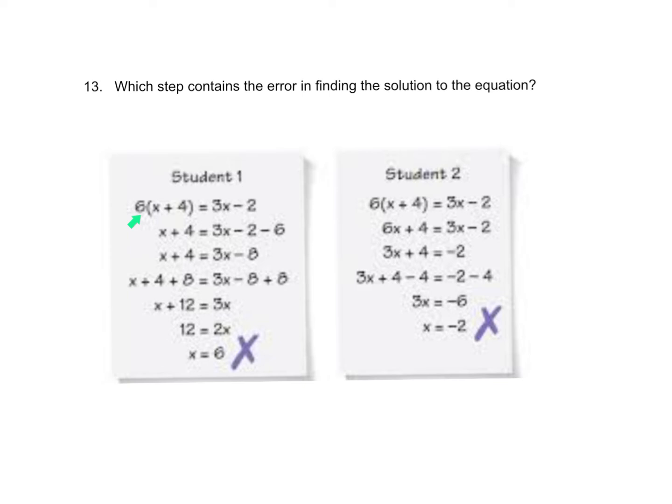And this student, it looks like they chose to subtract 6 from the right side over here, but they never distributed the 6. So 6 times x and 6 times 4. Over here, similar, it looks like they multiplied 6 times the x value to get 6x, but then they did not multiply 6 times 4 to get 24. So on the exam, you'll be looking at some different students who made mistakes, and you'll find which one made an error.